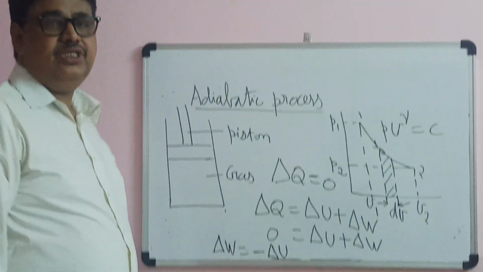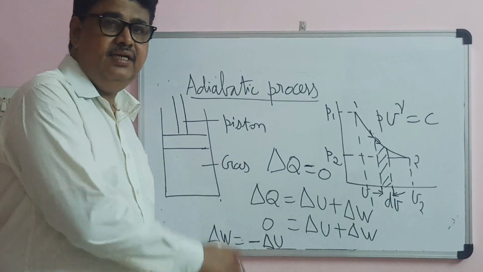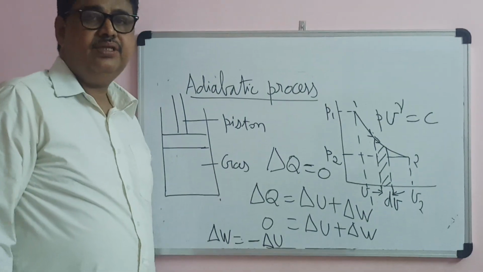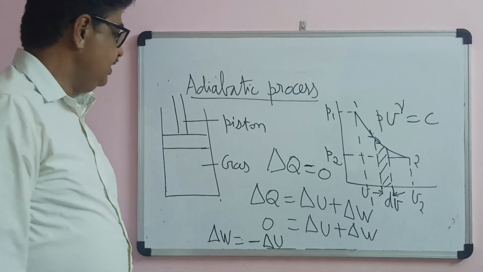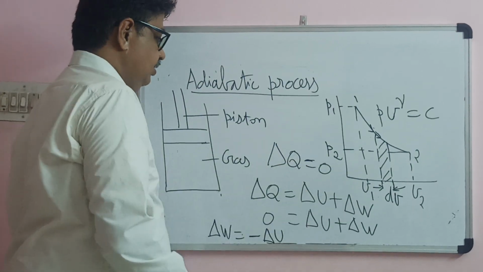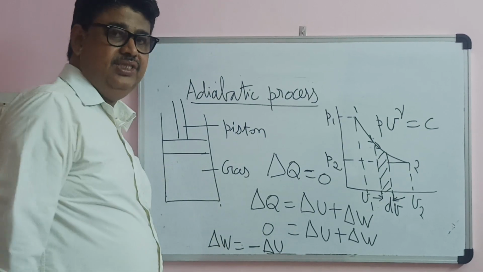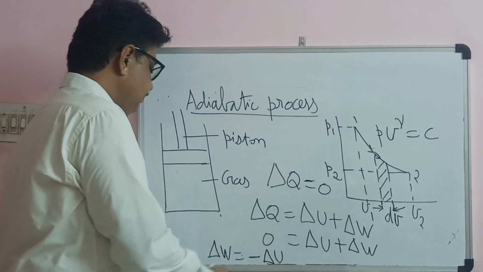A process in which no heat enters the system or no heat leaves the system is called the adiabatic process. So here there is no change in heat supply, therefore delta Q is equal to 0. No heat enters, the change in heat is 0. This is called adiabatic process.